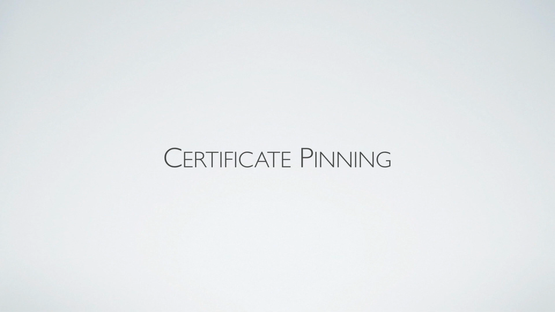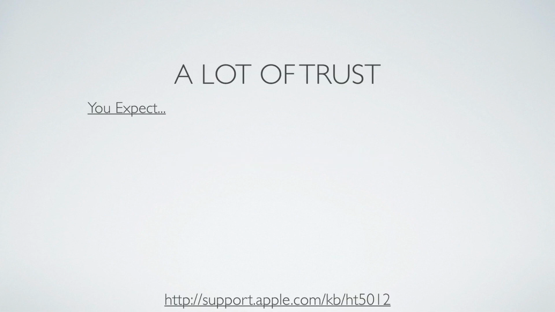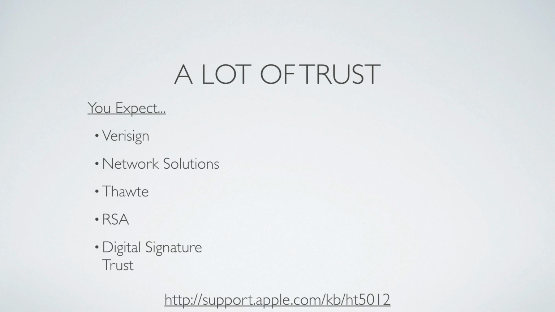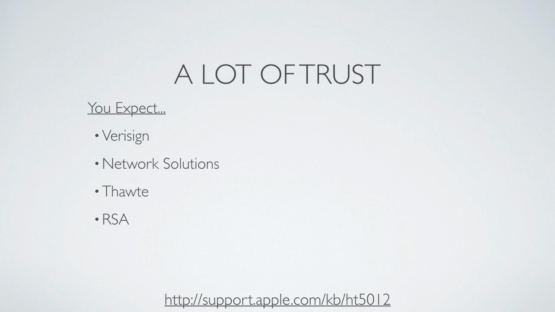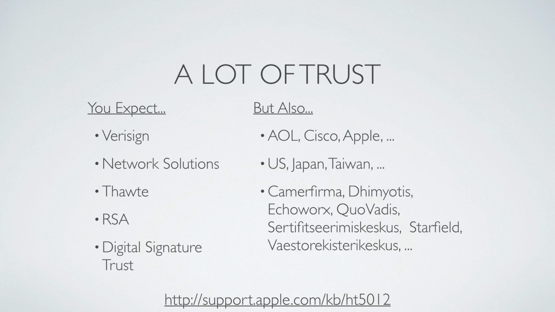What problem are we solving? There are 168 roots in the iOS keychain. And you expect many of these, VeriSign and Network Solutions. But there's a number that you really maybe don't expect that you're also trusting anything they give you. One of those, you see the one, AOL, Cisco, Apple.